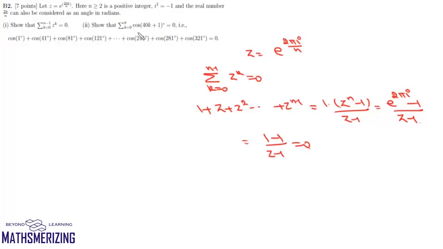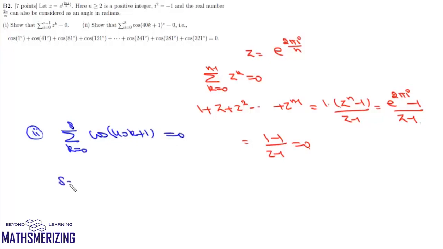Second part is, we need to show that this summation k varies from 0 to 8 cos 40k plus 1 is 0.